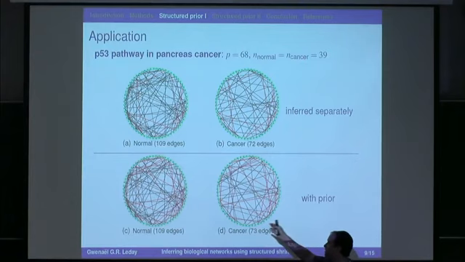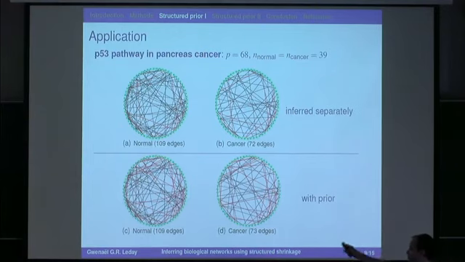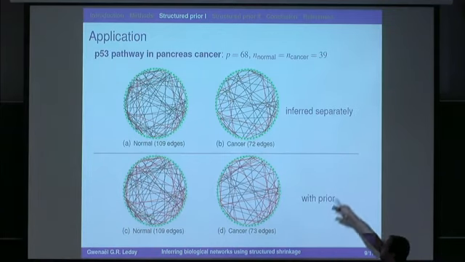As we can see, the edges in red show the number of edges that are in common between the normal network and the cancer networks. So basically you can see that it tends to encourage that network to have more in common with the other one. But it's not a footprint. There's still a lot of differences. I think there's still about 50 edges in common between those two here.